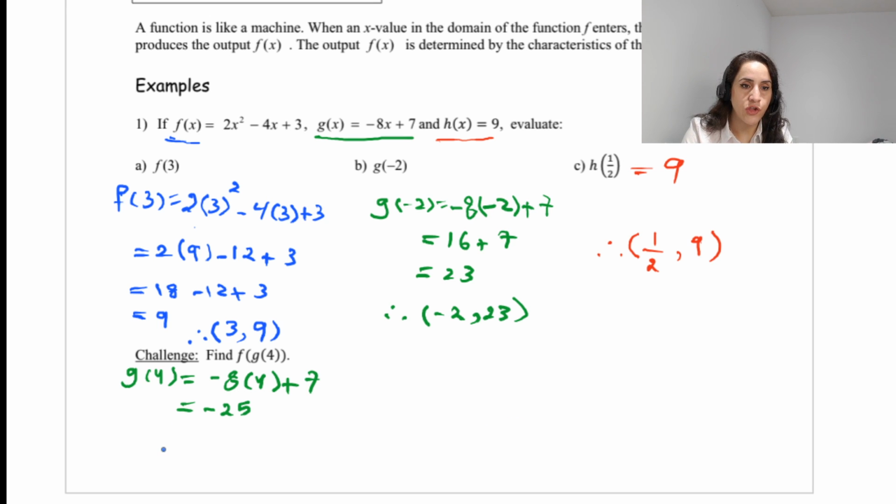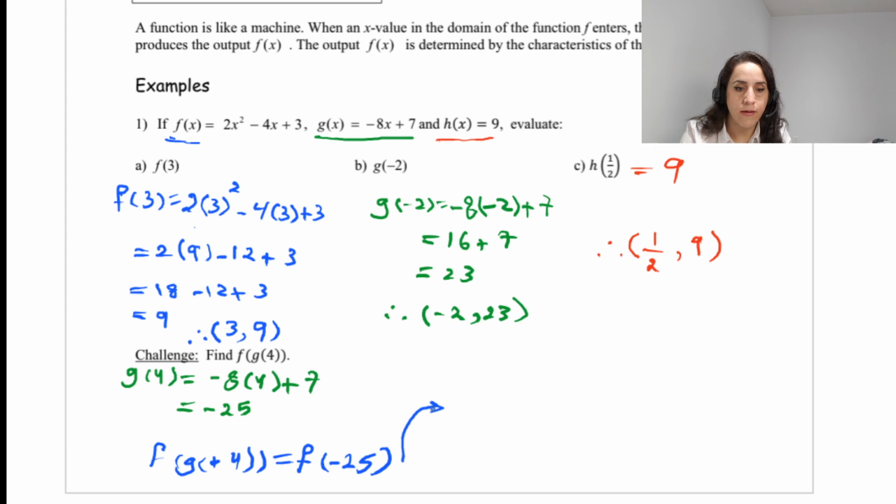Now my question was f of g of 4, sorry, positive 4. Now I change this question to f of negative 25, because I calculated g of 4 is negative 25, so I just need to calculate f of negative 25. Okay, let's see how I can do this one.